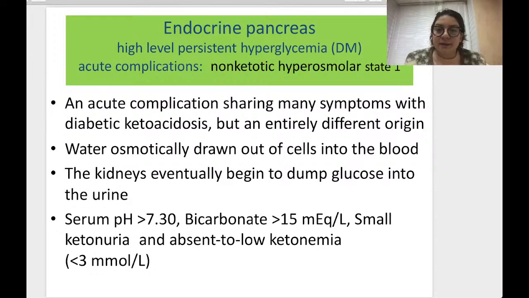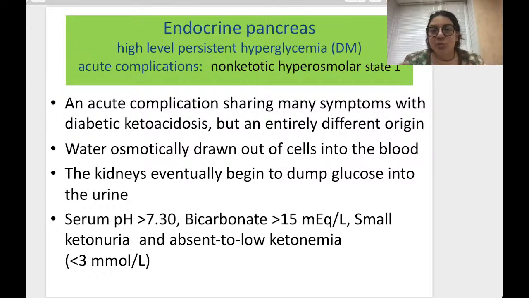Okay, that was ketoacidosis. We have another severe hyperglycemic state that can lead to diabetic coma, but without ketone bodies, so the severity is caused not by acidosis, but by very huge hyperglycemia and increased osmolarity of plasma. We name this situation the non-ketotic hyperosmolar state. An acute complication sharing many symptoms with diabetic ketoacidosis but of entirely different origin.